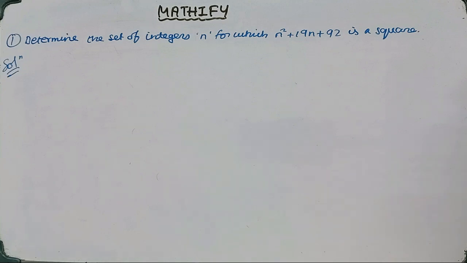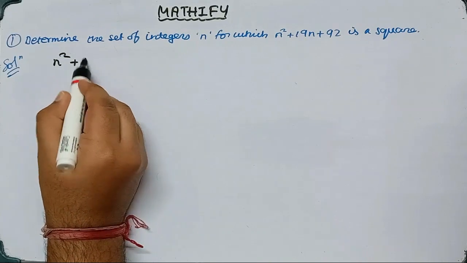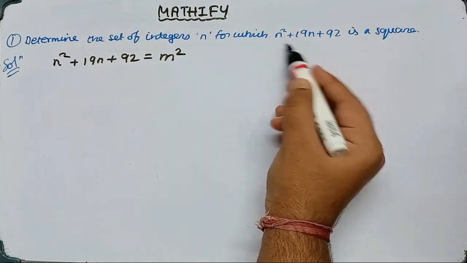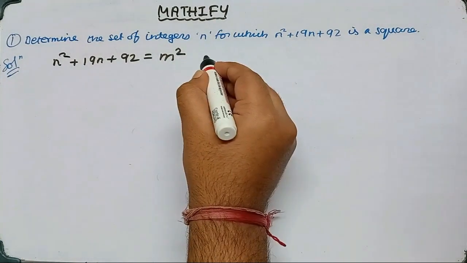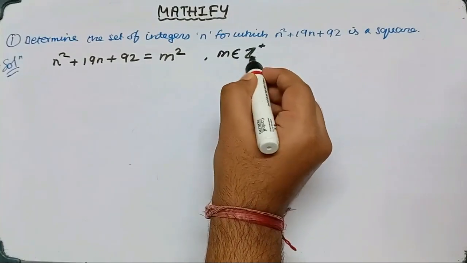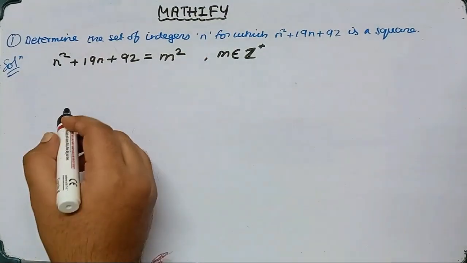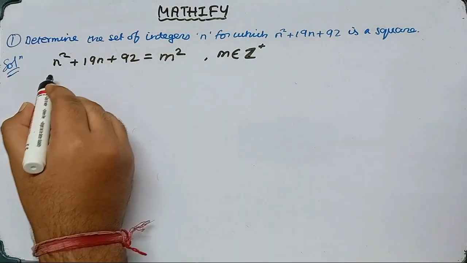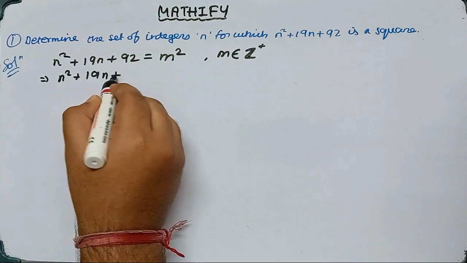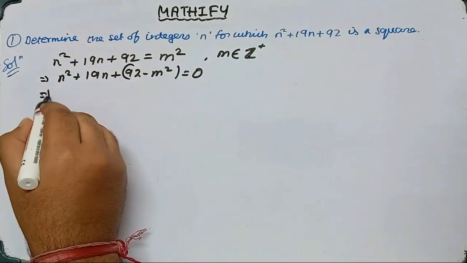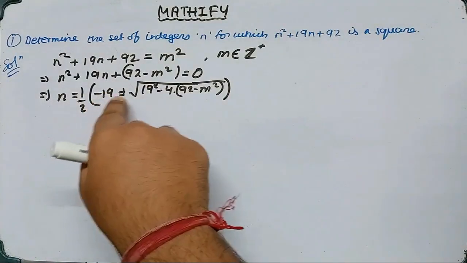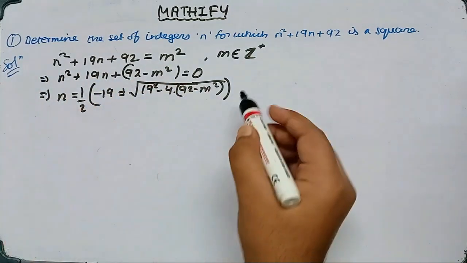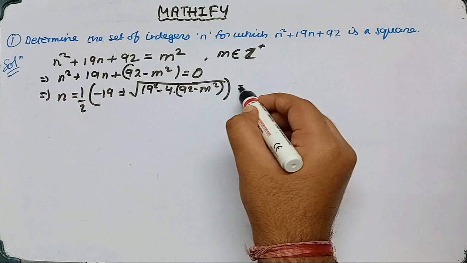So first let me assume that the given expression is a square of a positive integer. Let's say m. Okay, I have assumed that this expression is the square of this m, where m belongs to positive integers. So this is the representation, you might be knowing it. So what I can do is I can use the quadratic formula to solve for n from here. Okay, I can transpose m square to LHS and then I can say, okay, so minus b plus minus root over b square minus 4ac by 2a. Okay, so this after calculation yields.